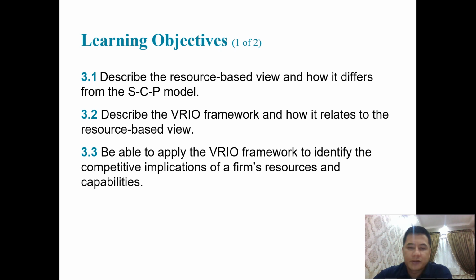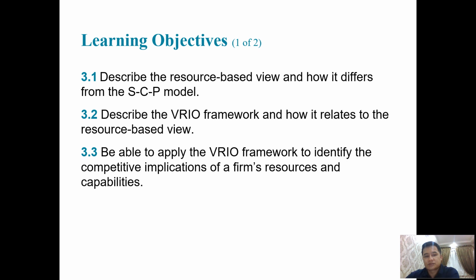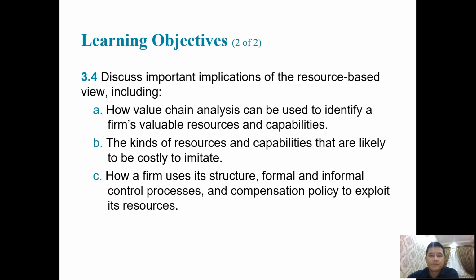Be able to apply the VRIO framework to identify the competitive implication of a firm's resources and capabilities, and discuss important implications of the resource-based view, including how value chain analysis can be used to identify a firm's valuable resources and capabilities, the kinds of resources and capabilities that are likely to be costly to imitate, and how a firm uses its structure, formal and informal control processes, and compensation policy to exploit its resources, and so on.